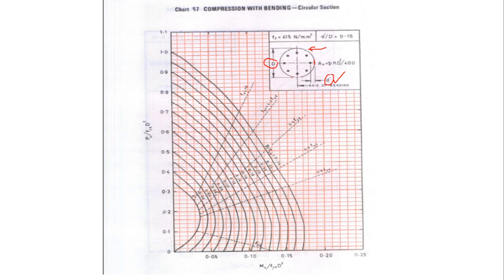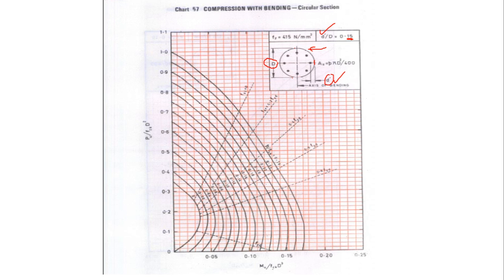And here you see there is a ratio, that is D dash by D. D dash by D can be of many values. It can be 0.15, it can be 0.10, it can be 0.20. Accordingly I have got different charts. If D dash by D is 0.10, I will have a different chart, that will be chart number 56. Similarly, if D dash by D is equal to 0.20, it will be chart number 58. So the charts depend on the value of D dash by D.